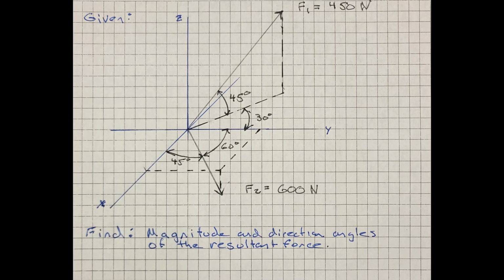Now, as a tip, I also used a dotted line to indicate and help determine how these forces and these degrees are measured from. I also state clearly, and it's pretty much just rehashing what was in the problem statement: find magnitude and direction angles of the resultant force.